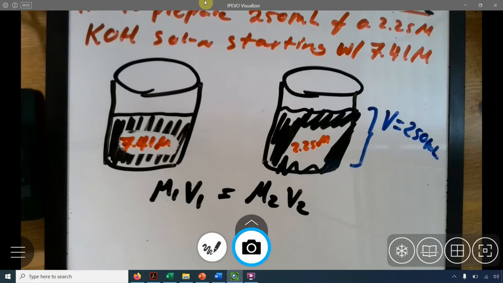So how much water should I be adding or taking away to get this? Obviously, I'm going to add water to get less concentrated. So how much water do I need to add to get the 250 milliliters from this? That's the question. So, all right, let's do that.